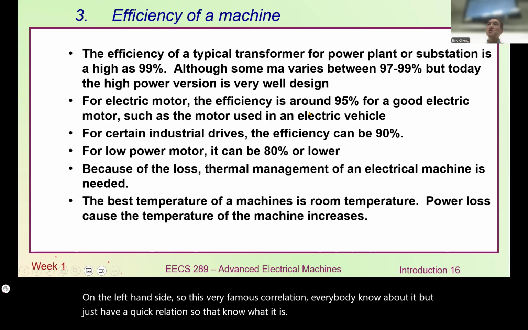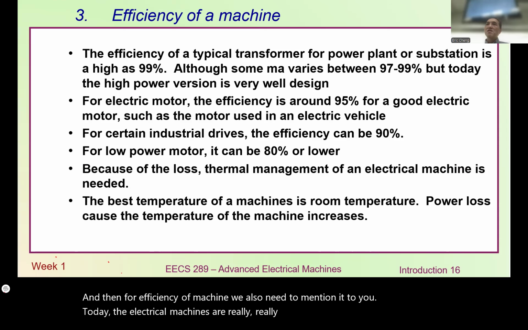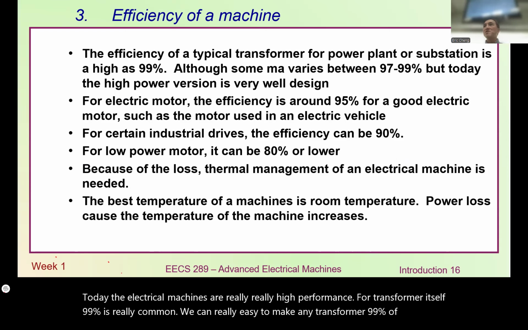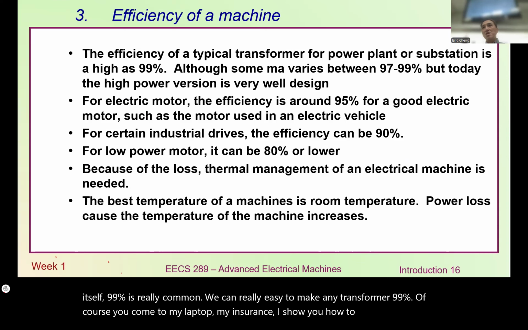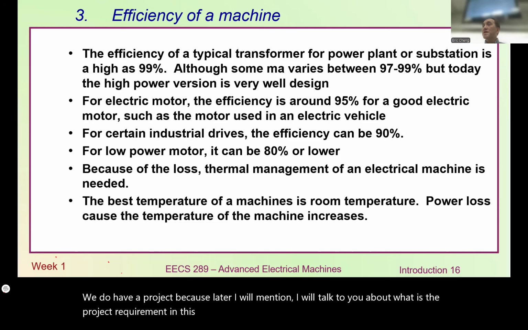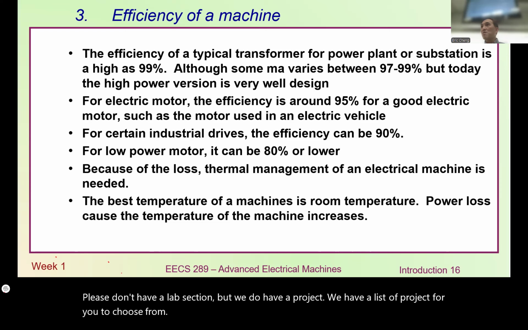And then for the efficiency of machines, we also need to mention it to you. Today, electrical machines are really high performance. For a transformer itself, 99% is really common. We can very easily make any transformer 99%. Of course, if you come to my lab, I will show you how to make a transformer. We do have a project, because later I will talk to you about the project requirement in this course. We don't have a lab section, but we do have a project. We have a list of projects for you to choose from, and some of them will be a transformer anyway.